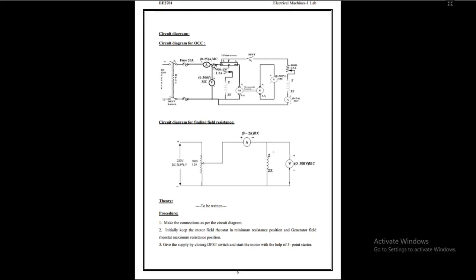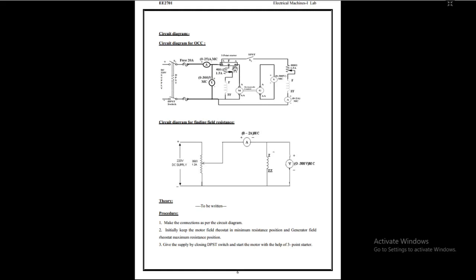A voltmeter is always connected in parallel to the machine. Look here, this is the parallel connection, and the field is the shunt connection across this. This gives the voltage from the supply and voltage of the motor. To find out the current entering from the supply to the motor, an ammeter is connected here. And to vary the field, a rheostat is connected here.